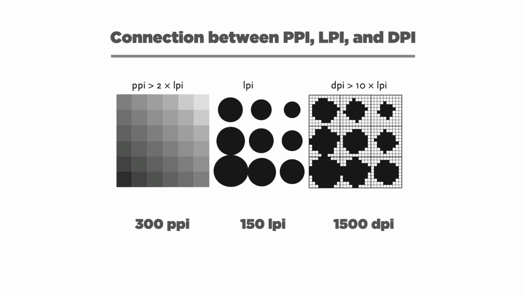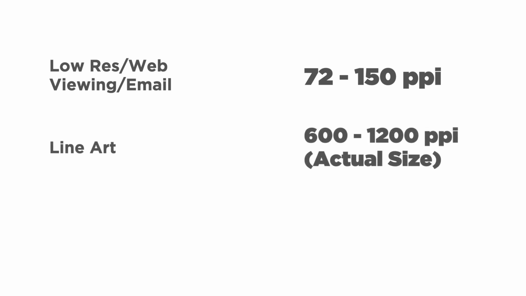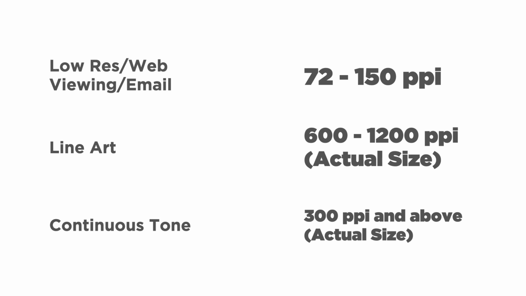So for our immediate purposes, the only factor you can control here is your file resolution. LPI and DPI are resolutions for the printing press and will be dictated by the nature of the output material. Files for sharing over the net or for viewing usually hover around 72 to 150 PPI. Line art, on the other hand, should be scanned at 600 PPI minimum in grayscale or black and white, while continuous tone images should be at 300 PPI and above for high resolution files.